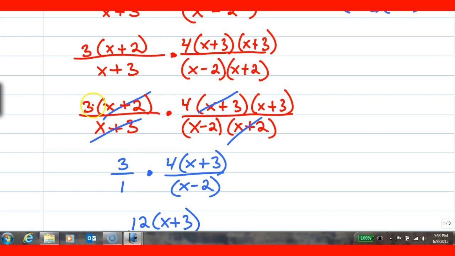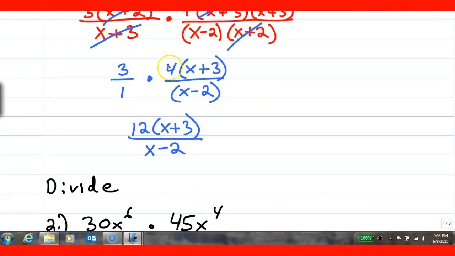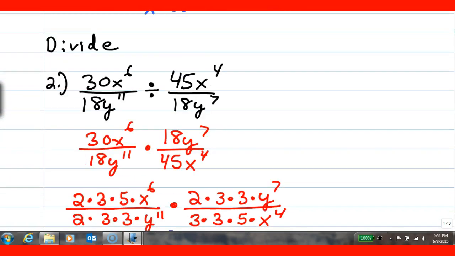In this first one we have a 3. Even though this canceled x plus 3, it's not a 0, it's a 1. So it's 3 over 1 times 4x plus 3 over x minus 2. So I'll put that x minus 2. Now I'm ready to multiply this thing back together. So I have 3 times 4 for a 12, x plus 3, over 1 times x minus 2, so I have an x minus 2. I can stop there. I don't need to distribute the 12 through. I can leave it as is. Now I'm going to move on to the next one.